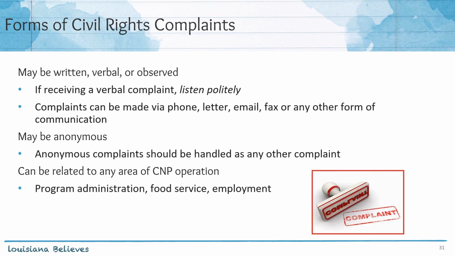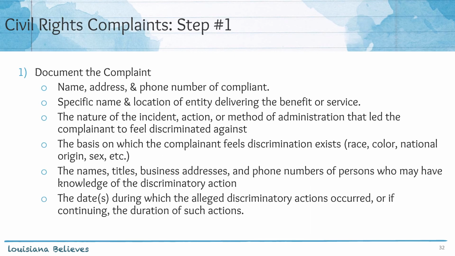Forms of civil rights complaints. Complaints may be written, verbal, or observed. A complaint may also be anonymous. Anonymous complaints should be handled the same as any other complaint. If the complaint is verbal and the person alleging discrimination is not inclined to put the allegation in writing, the person to whom the complaint was made must write up the complaint on behalf of the complainant.